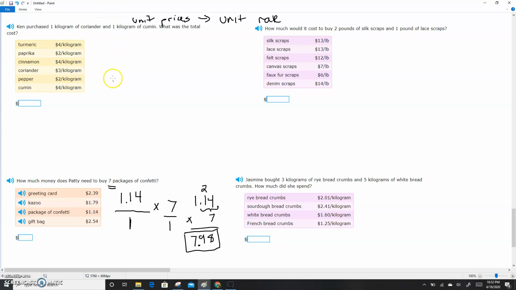Let's move up one and take a look at this problem. It says 1 kilogram of coriander and 1 kilogram of cumin. We want to know the total cost. Coriander and cumin are just spices. So let's look at our price list.